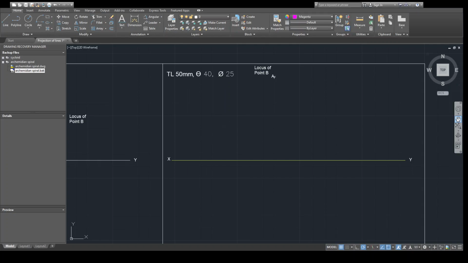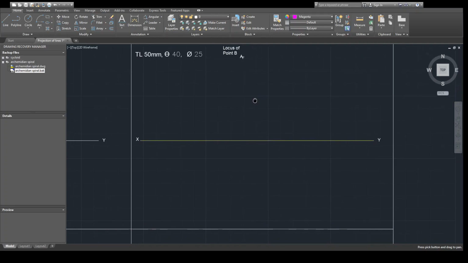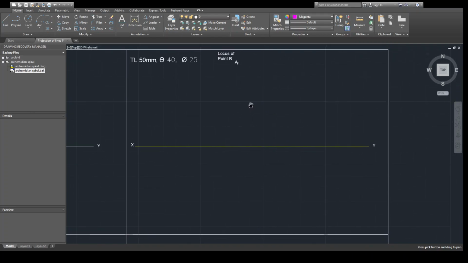So welcome students, in this second lecture of projection of line where the line is inclined to both the planes. In the previous session we have solved one problem. In today's session also we will solve one problem. So this is the problem.